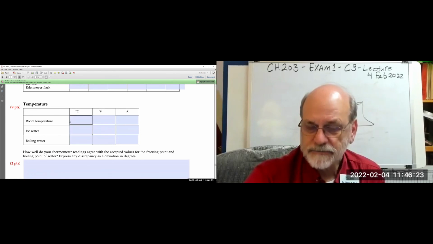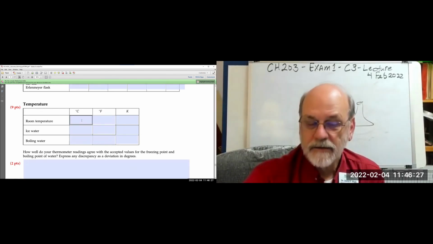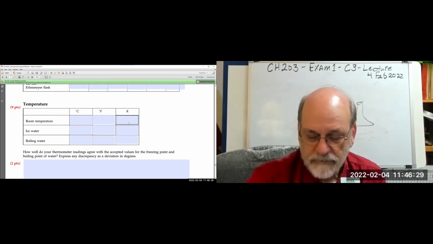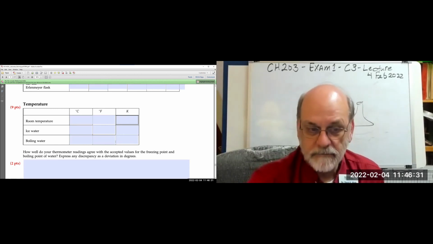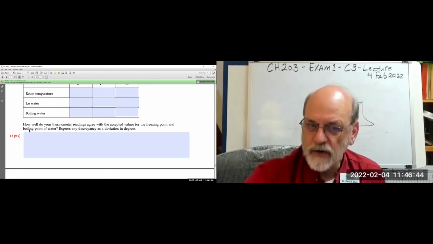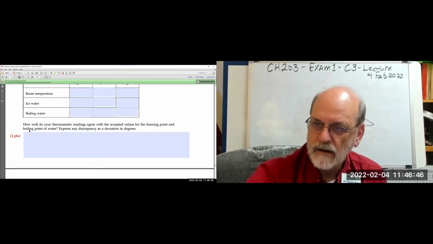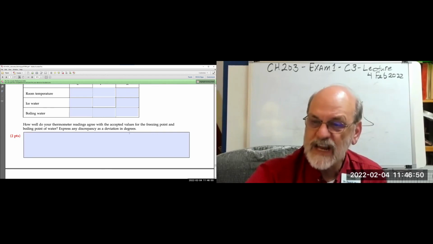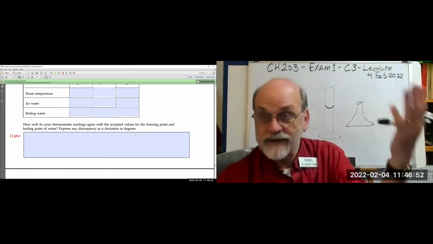Temperature measurements, right? What do you expect to get here? Calculate the Fahrenheit, calculate the Kelvin, and then say something about how well do your readings agree with the accepted values for freezing point and boiling point of water. You know the freezing point is 0 degrees Celsius. Boiling point is 100 degrees Celsius. And express that discrepancy in deviation, you know, plus or minus. What is it?